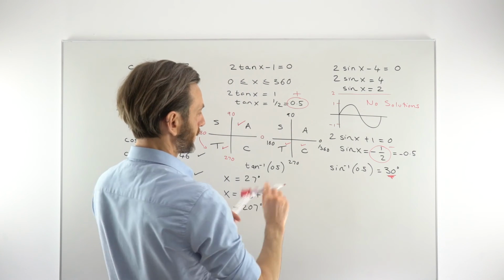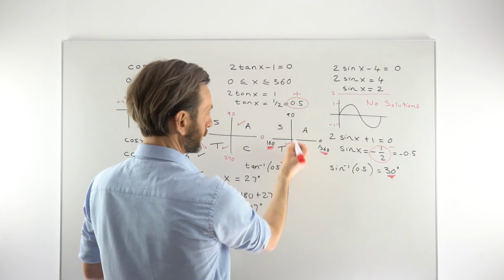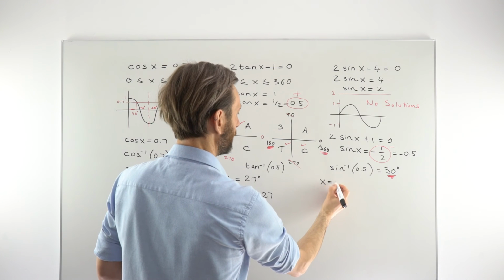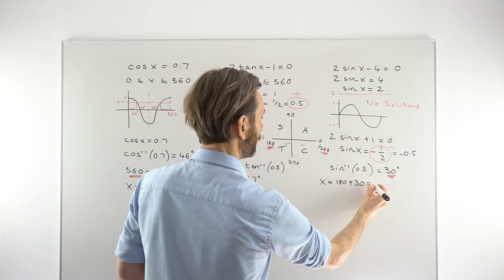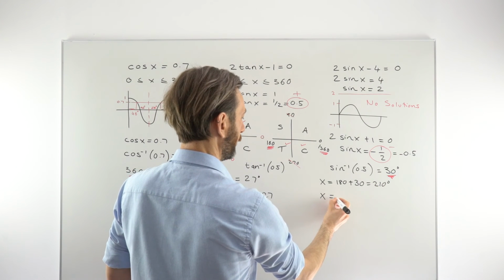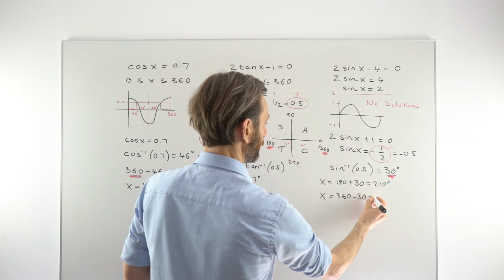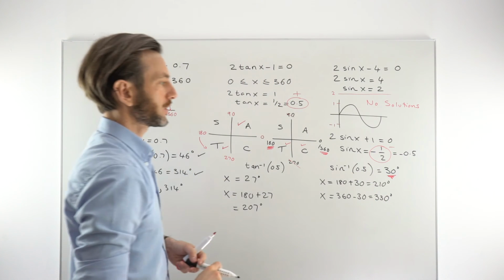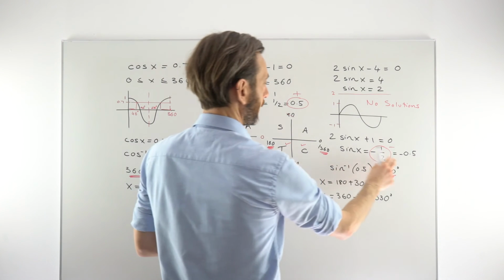So what we're going to do is take our adjustments now off of 180 and 360. Again, we're kind of discarding these two, and we're going to get our solutions as x equals 180 plus 30, which is 210 degrees. That's the first solution, and then x equals 360 minus 30, which is 330 degrees.